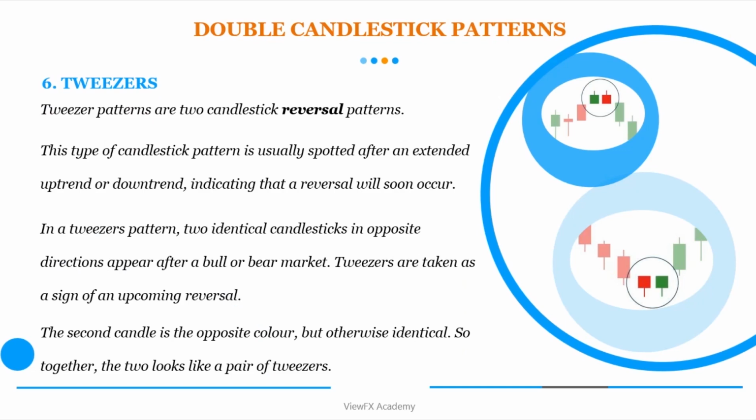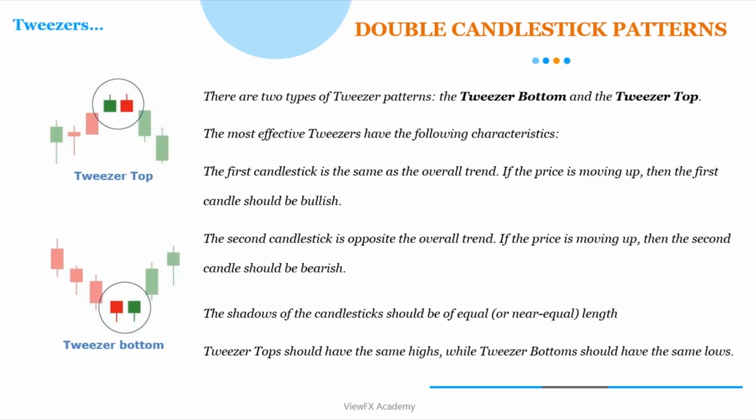This type of candlestick pattern is usually spotted after an extended uptrend or downtrend, indicating that a reversal will soon occur. In a tweezers pattern, two identical candlesticks in opposite directions appear after a bull or bear market. Tweezers are taken as a sign of an upcoming reversal. The second candle is the opposite color, but otherwise identical. So together, the two looks like a pair of tweezers. There are two types of tweezer patterns, the tweezer bottom and the tweezer top.